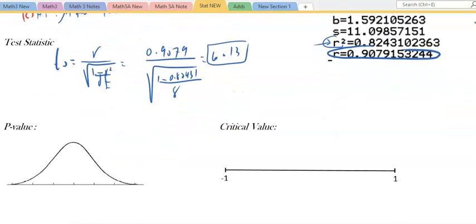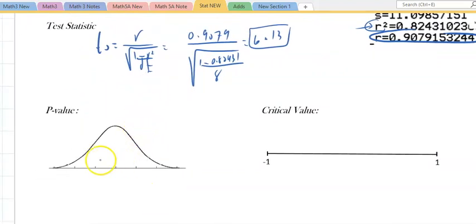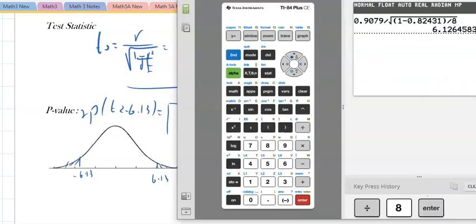So this is the importance of that. I'm going to go in, always double-sided, p-value 2 times the probability that t is less than negative 6.13. I'm going to plug all of that in my calculator and get the probability. Remember, they want alpha to be 1%, and let's do that.